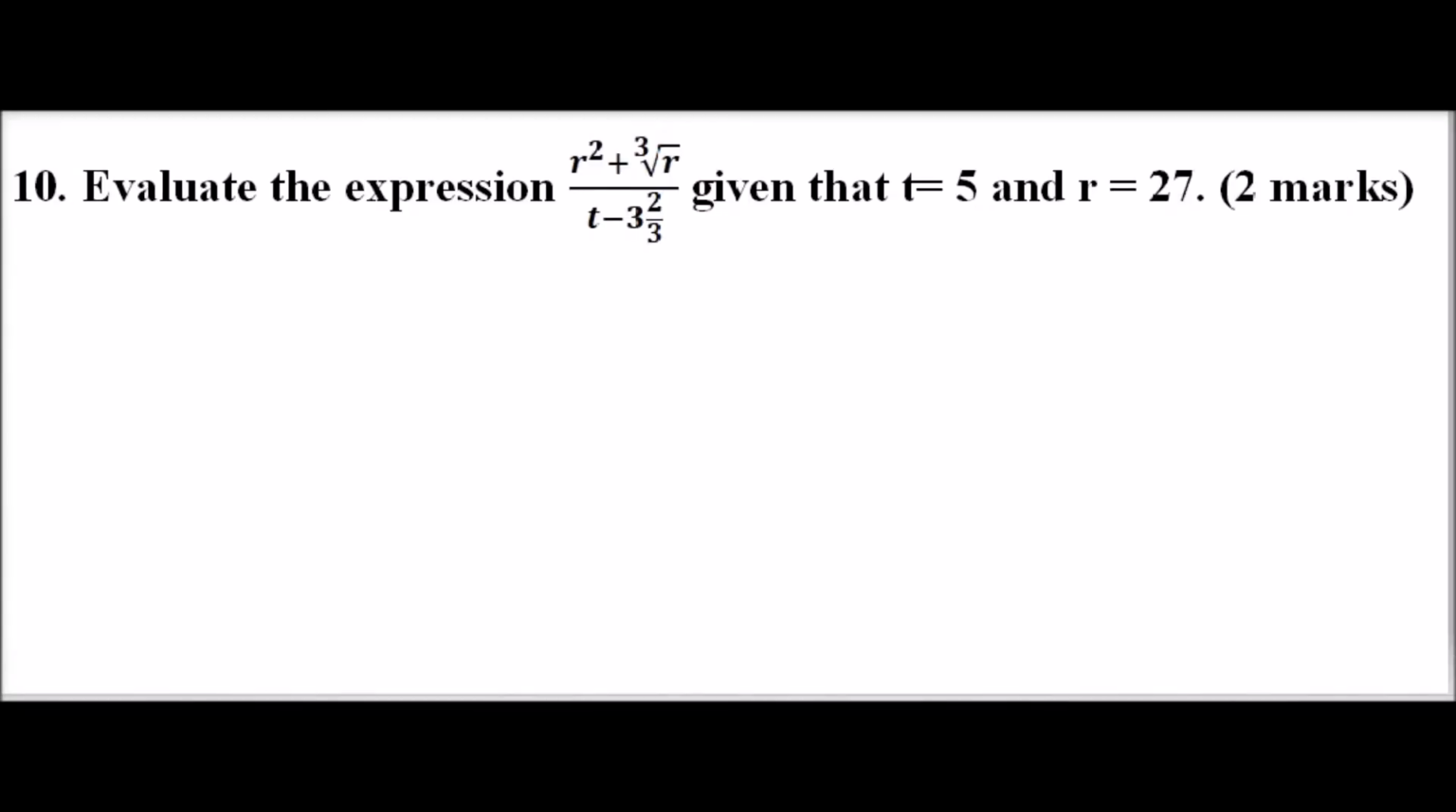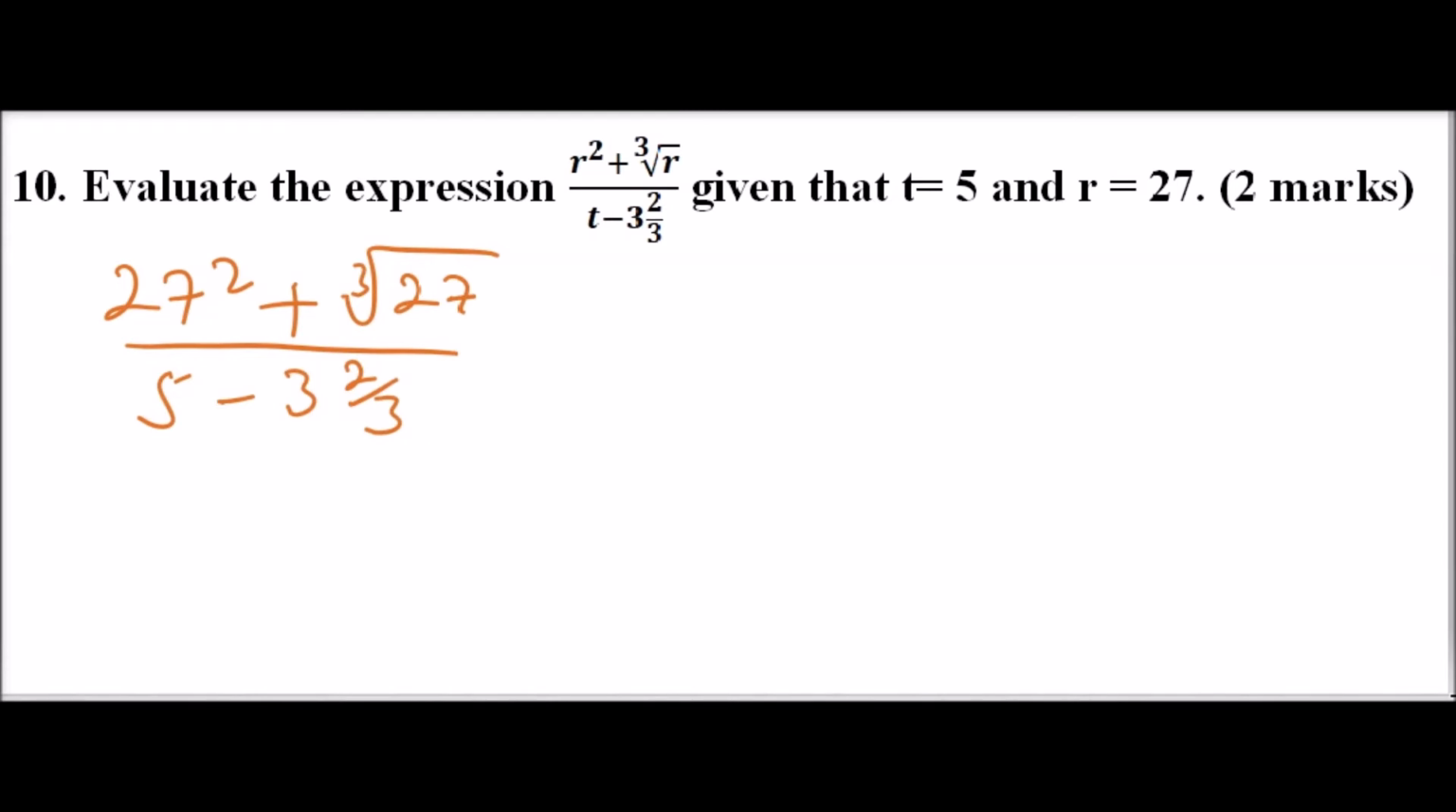This is question number 10, where we are told evaluate the expression r squared plus the cube root of r, all divided by t minus 3 and 2 over 3, given that t is equals to 5 and r is equals to 27. You get 2 marks. So the first thing you do is to just substitute r and t. So you have 27 squared, plus the cube root of 27, you divide by 5, and you minus 3 and 2/3.